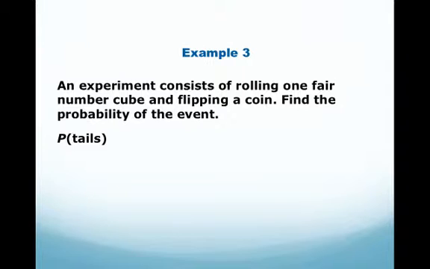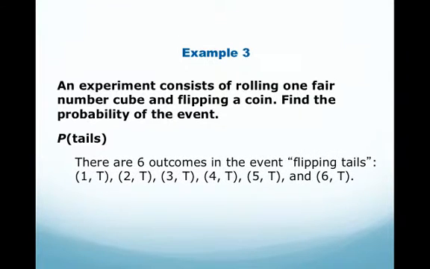So what is the probability of getting a tails? So how many tails were there in the possible outcomes? There were 1 tail, 2 tail, 3 tail, 4 tail, 5 tail, 6 tails. So there are 6 possible outcomes. And how many were there in total? 12. So the probability of getting a tails is 6 out of 12, or 1 out of 2.